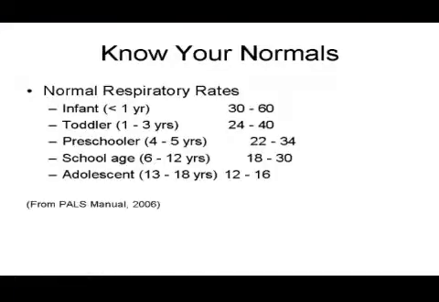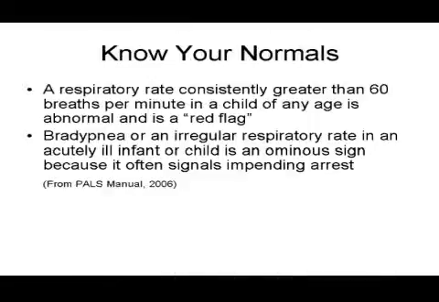Respiratory rate is also different. Neonates, infants, and toddlers have a faster respiratory rate. That's normal for them. But when they get to adult and school age, it's around 12 to 18 per minute. That's normal also. A respiratory rate greater than 60 is always abnormal, and it's a red flag. So is slow breathing or irregular breathing in an acutely ill infant or child. This is an ominous sign because it often signals impending arrest.